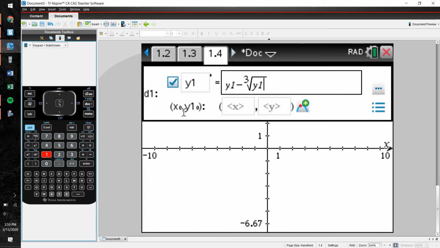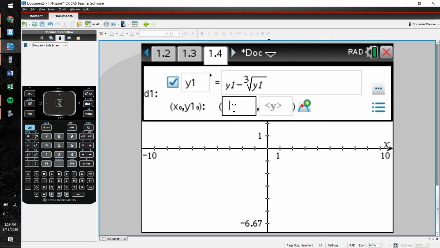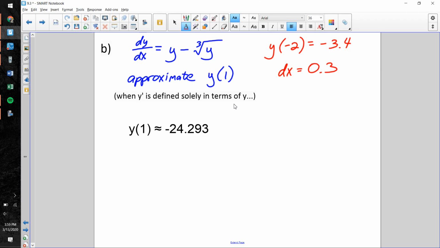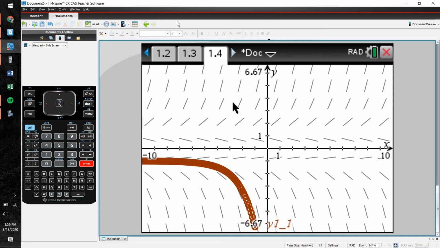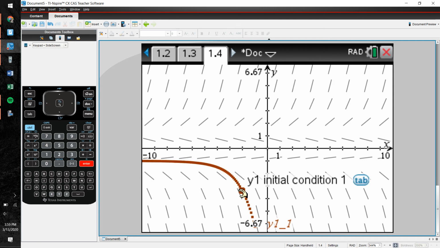As I think you can see what's happening right here, x0, y1 0, they're asking us for the initial condition. And this initial condition right here was the ordered pair of -2, -3.4. So I type in -2, tab, and -3.4. And when we hit enter, we get a slope field, including a solution curve passing through the one point that we were given.